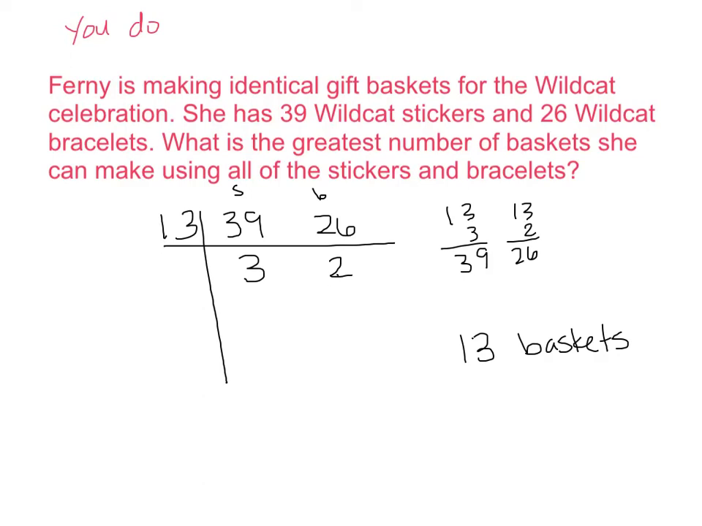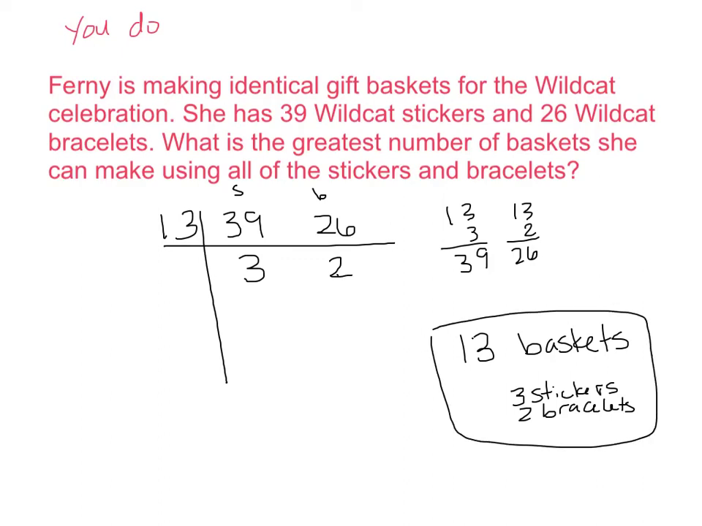And then you guys, because you're using this ladder, you guys can go even further and say how much of each thing is going to be in everybody's basket. So everybody's going to have 3 stickers and 2 bracelets in their basket. So that was the answer. That was kind of a tough one to do as you do, but hopefully you did okay.